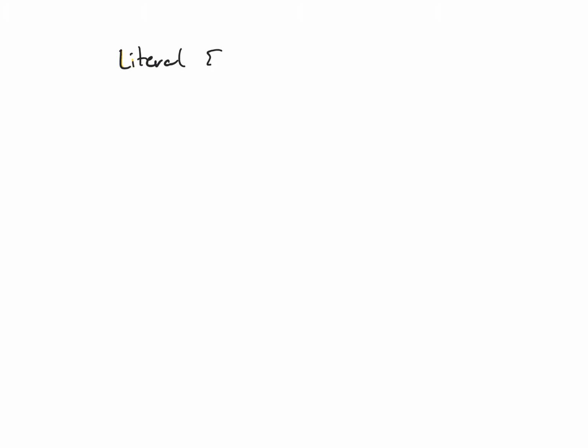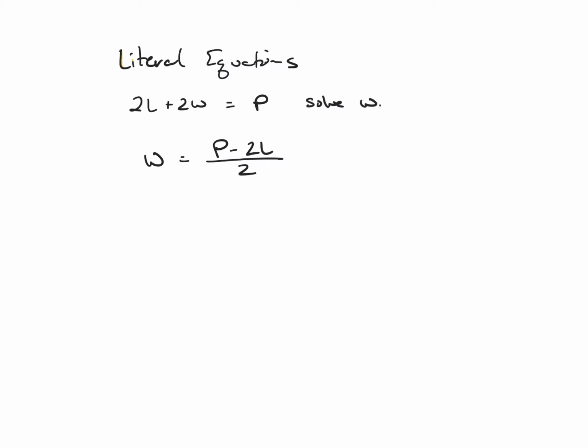Here's what I mean by literal equations, and what I need you to recall when solving them. Let's say we had 2 times the length plus 2 times the width equals perimeter. If I told you to solve this for W, you would go through your steps and subtract 2L from both sides and divide by 2, and you're left with W equals P minus 2L, all divided by 2.